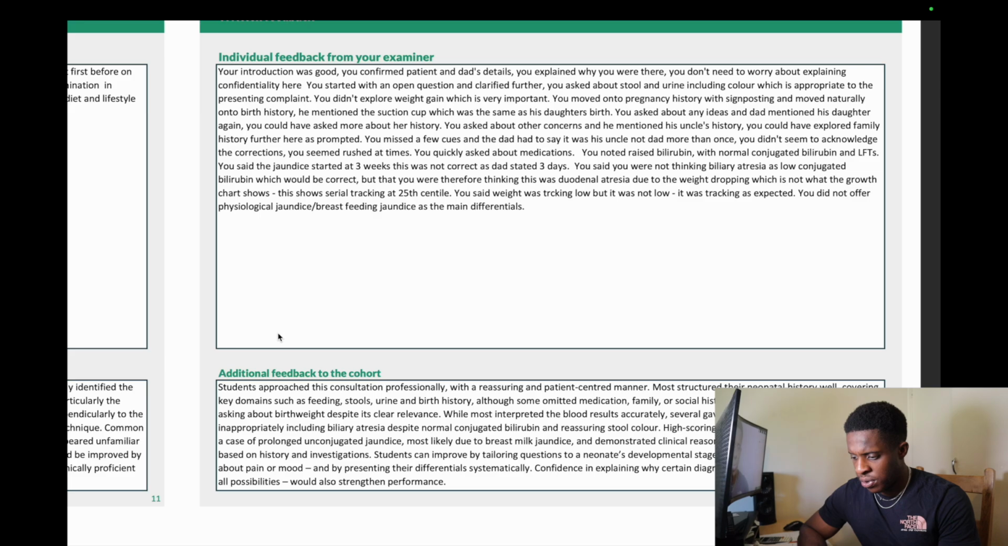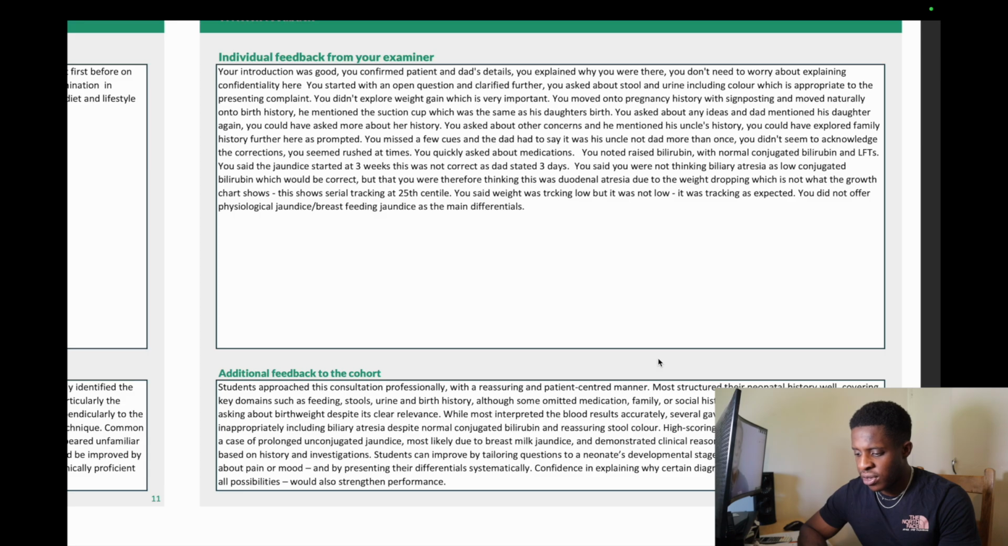While most interpreted the blood results accurately, several gave overly broad differentials, some inappropriately including biliary atresia despite normal conjugated bilirubin and reassuring stool color. High-scoring candidates correctly identified this as a case of prolonged unconjugated jaundice, most likely due to breast milk jaundice, and demonstrated clinical reasoning by excluding more serious causes based on history and investigations.